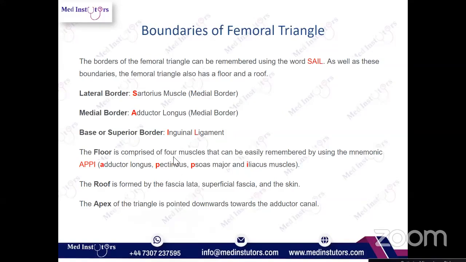The floor has 4 muscles that can easily be remembered by the mnemonic APPI, which is adductor longus, pectineus, psoas major, and iliacus muscle. The roof is formed by the fascia lata, superficial fascia, and the skin. And the apex of the triangle is pointed towards the adductor canal. So don't worry, I will show you a diagram and this will make more sense to you.